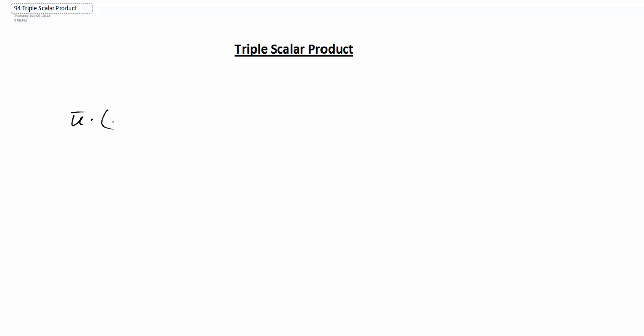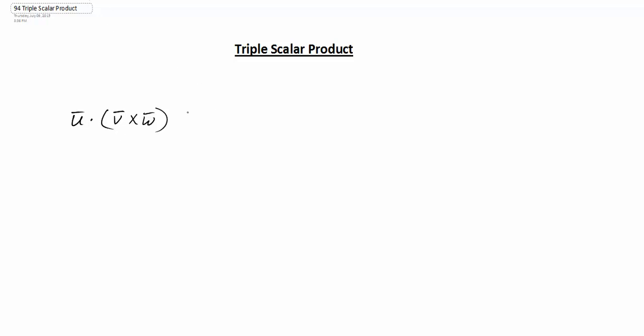dot the product with v cross w. So here we're looking at the cross product of our two vectors v and w, and then we're going to take the dot product with u. Now we could certainly do that step by step. We could find the cross product and then we could find the dot product.